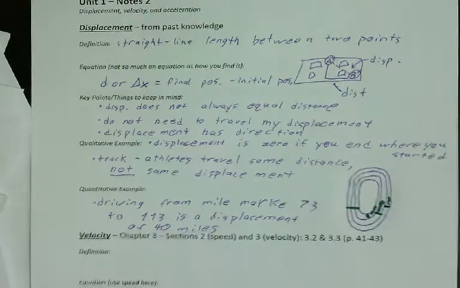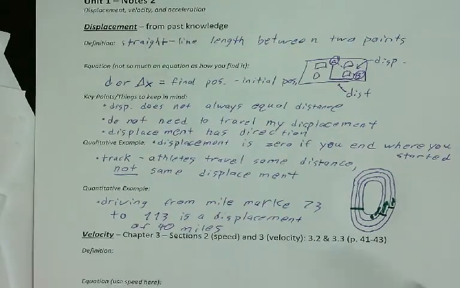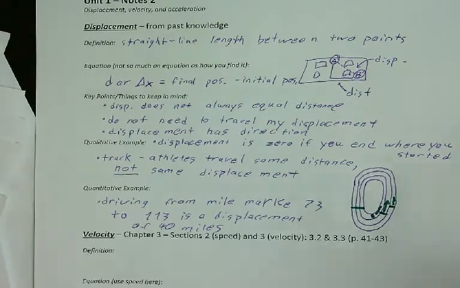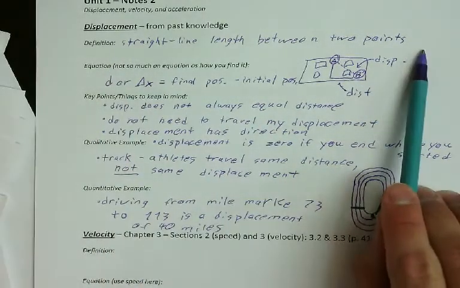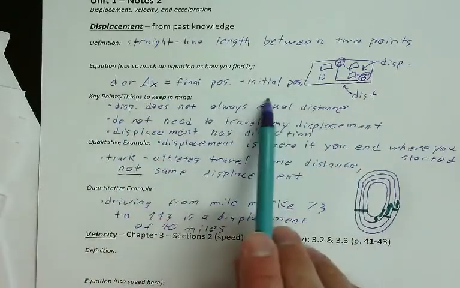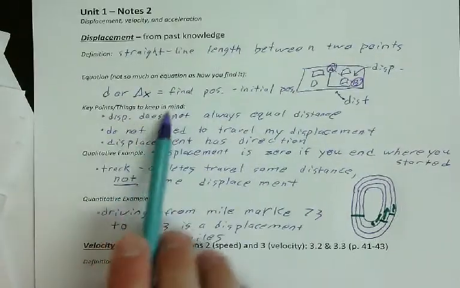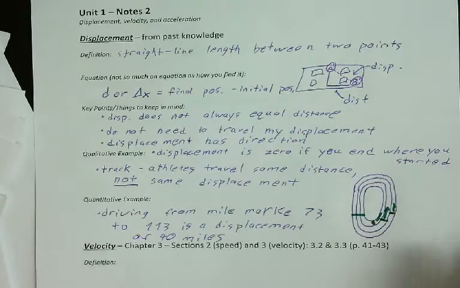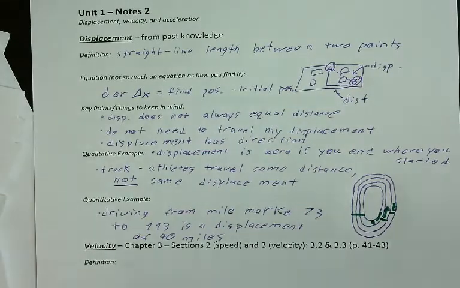So this is how I want you guys to do the notes. You're going to do the same thing for either velocity or acceleration, whichever one I assign you. You're going to give me a definition of it. You're going to give me an equation to use. You're going to tell me some important things to keep in mind. These are things that help you understand velocity or acceleration better, or things that are confusing about them, right?